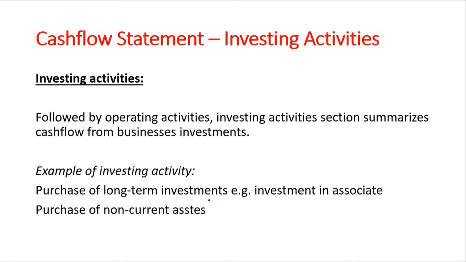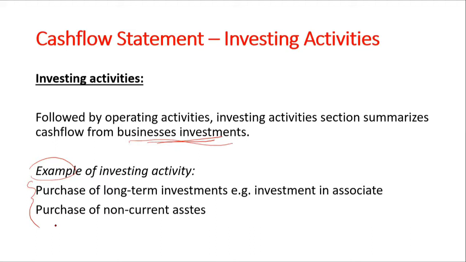Cash flow from investing activities, this is the second section followed by operating activities. So after operating activities, you will see the investing activities section, and this section basically summarizes the cash flow from business investments, and here are a few examples of what you would see in a company's investing activities section under the cash flow statement, right?